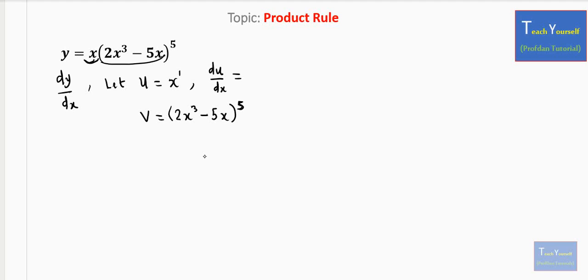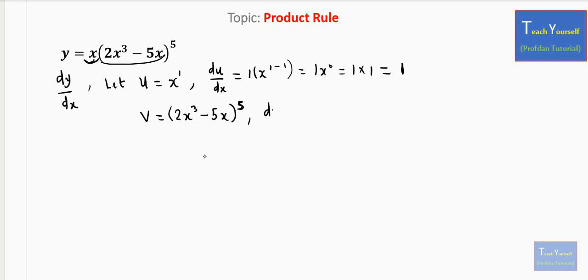Because this is power 1, if you drop the power 1, you have x raised to power 1 minus 1, and that is 1 times x^0. And x raised to power 0 is 1, so this is 1 times 1, and it gives you 1.